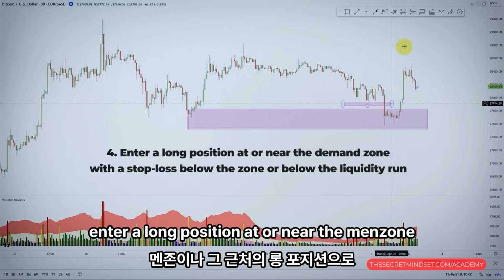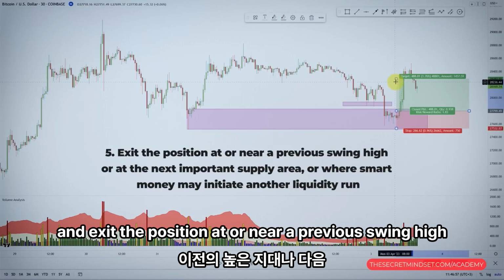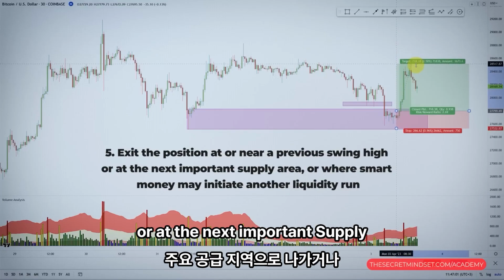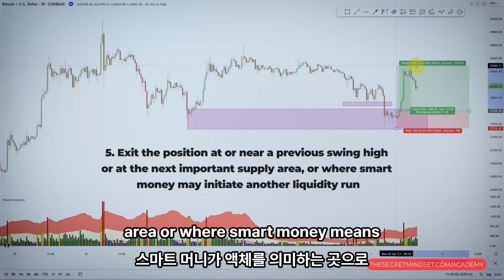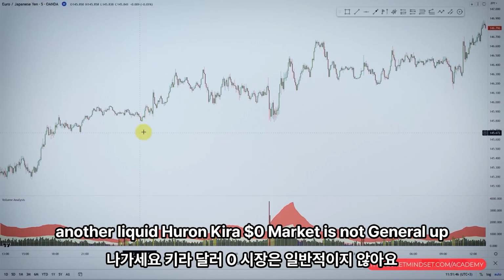Enter a long position at or near the demand zone with a stop loss below the zone, and exit the position at or near the previous swing high or at the next important supply area, or where smart money may initiate another liquidity run. Here's an example.